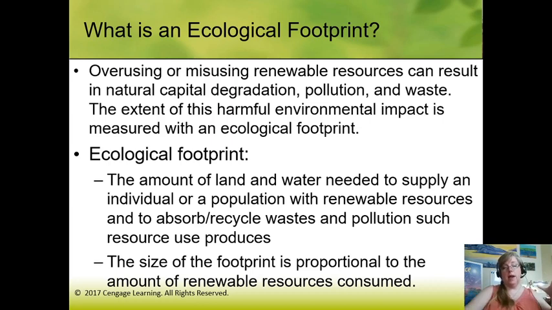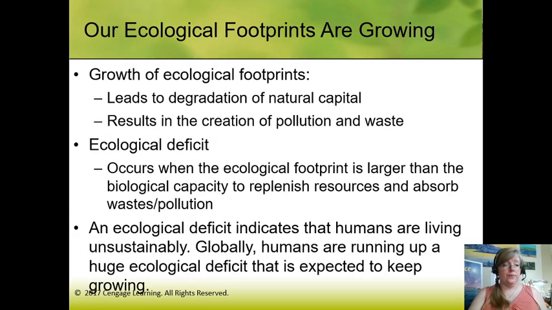The footprint is the amount of land or water needed to supply an individual or a whole population, because the United States has a way bigger footprint than, say, Brazil. The United States has a far bigger ecological footprint than Brazil would. It's the amount of land and water needed to supply a population with the renewable resources they need and to absorb and recycle the waste they make. The size of the footprint is also proportional to the amount of renewable resources consumed. The more resources you consume, the bigger your footprint is, and that means you're taking more than you should.